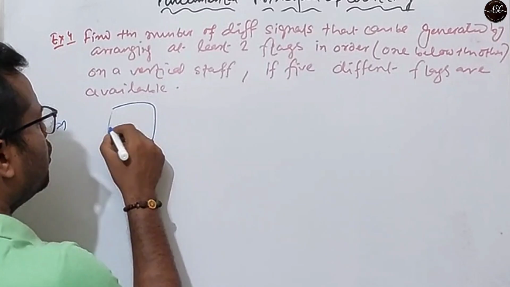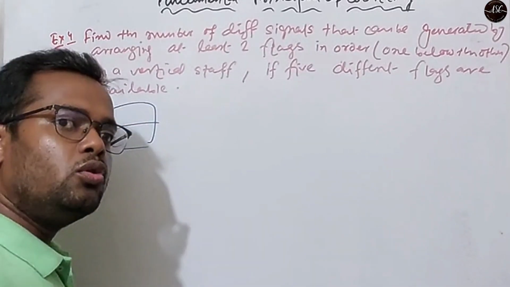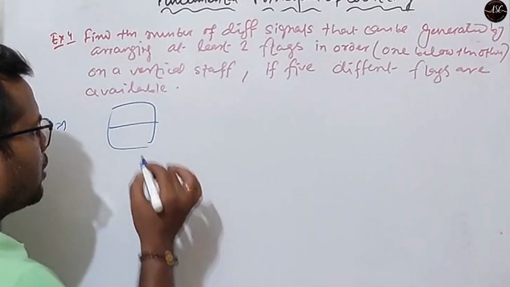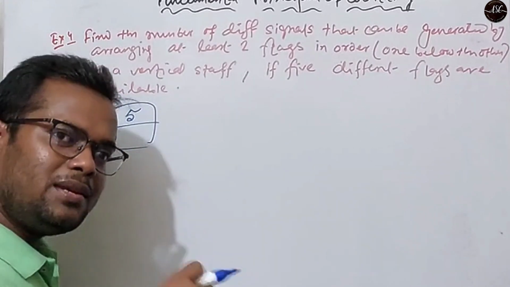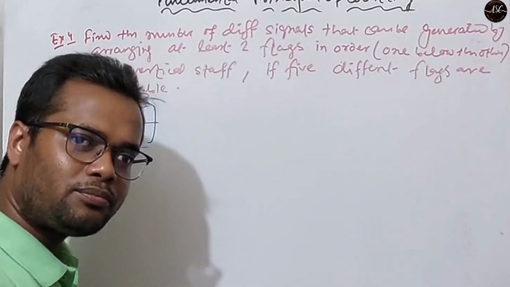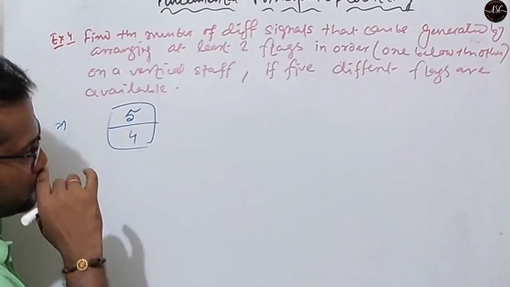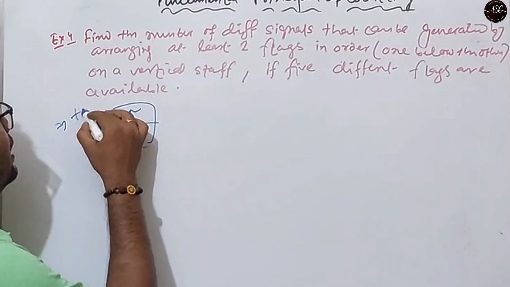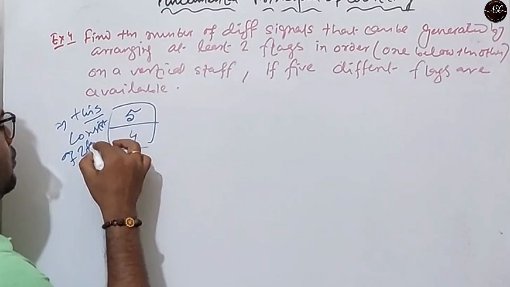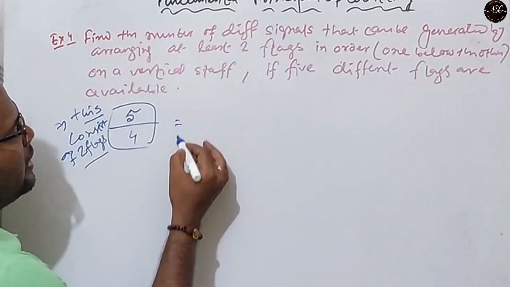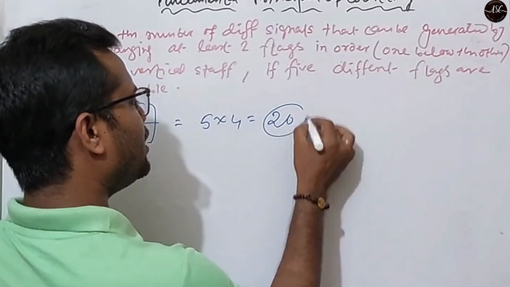If there are 2 flags in the signal, the possible outcomes are as follows. There are 5 flags, so 5 flags can be arranged in 5 different ways. If we take 1 flag, then there are only 4 flags, so a flag can be chosen in 4 different ways. So this signal, which consists of 2 flags, can be generated in 5 into 4, that means 20 possible outcomes.